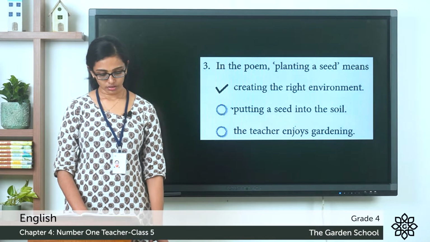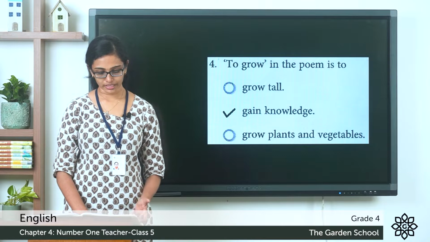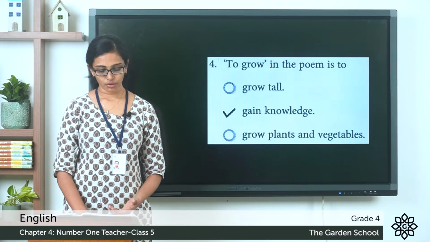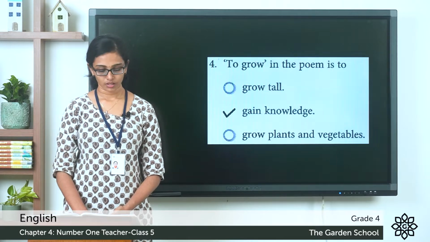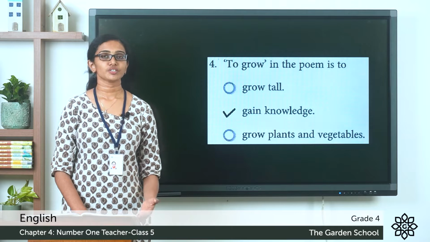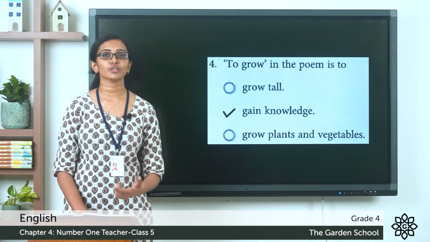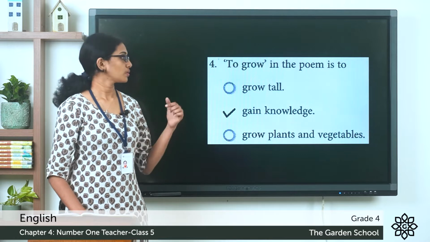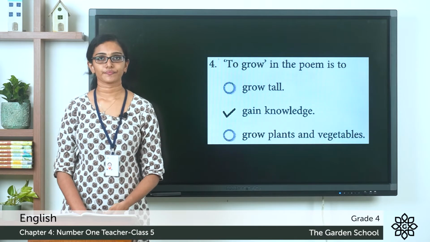Now question 4. To grow in the poem is to. Is it to grow tall, gain knowledge, or grow plants and vegetables? So in the poem, to grow means to gain knowledge. The teacher plants the seeds of curiosity and motivation in her students to grow, that is to gain knowledge.